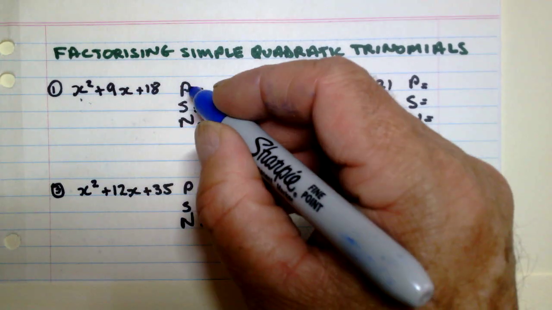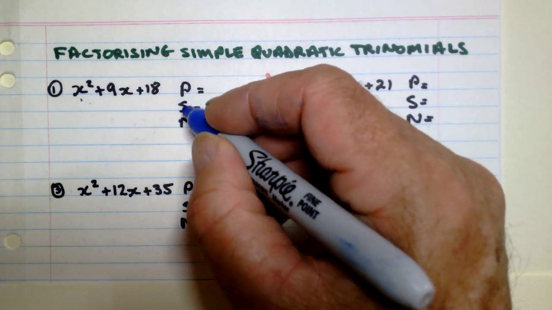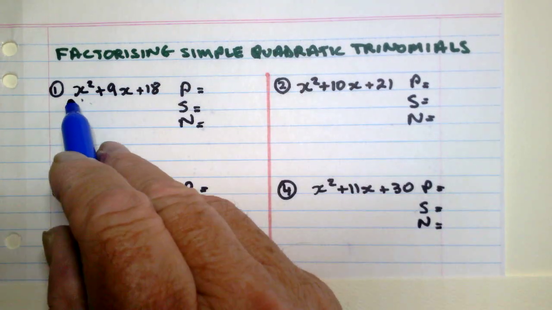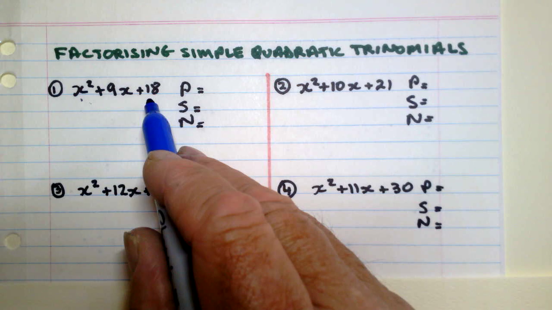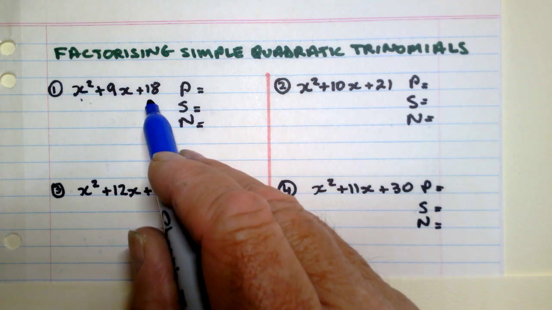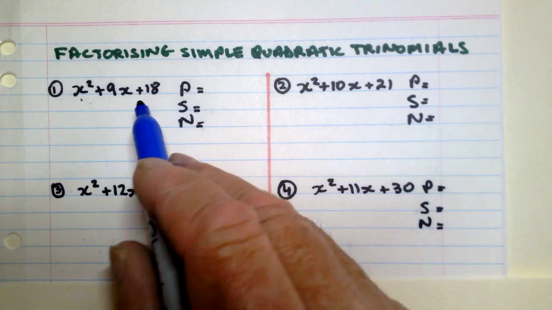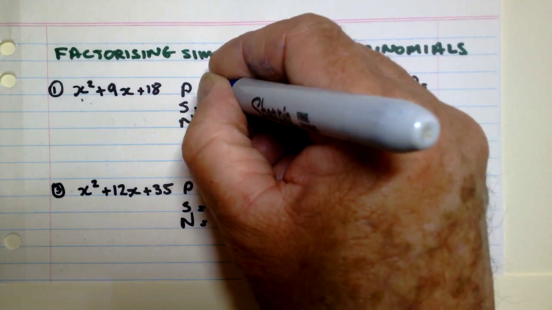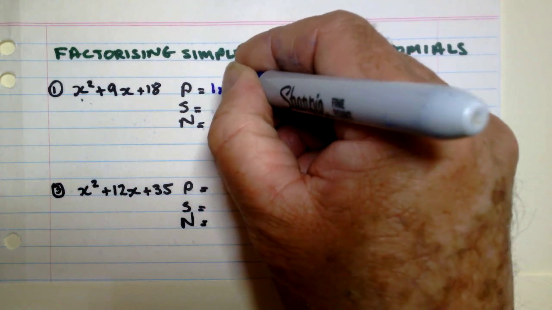And I need 3 bits of data: the product, the sum, and the numbers. Now, the product is found by multiplying the coefficient of x squared by the constant term. Constant's a fancy name for a number that's not attached to a pronumeral or variable. So 1 times 18 is how we find the product. I'll just write that in so you know where it's all coming from.